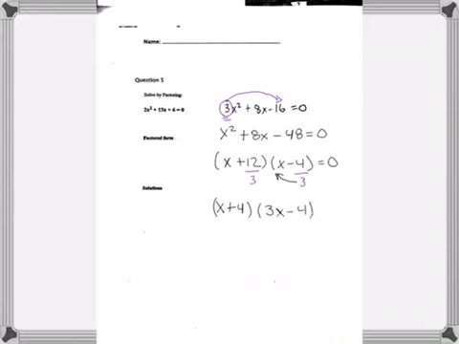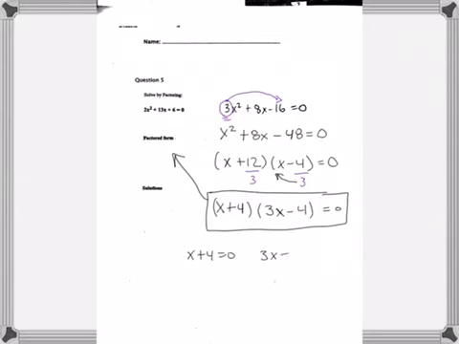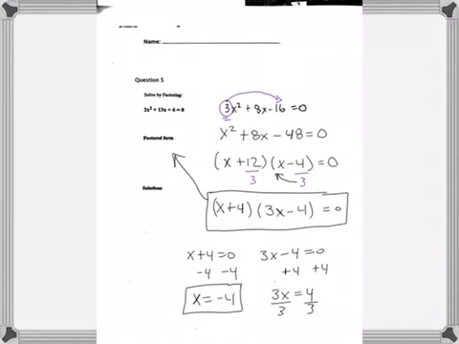Now the last part of this problem would be to set each portion equal to 0 and solve. So this is our factored form. Now we're going to solve this. We're going to take x plus 4 equals 0 and 3x minus 4 equals 0. Well, I'll subtract 4 from both sides in the first one, and I get x equals negative 4. Here I'm going to add 4. I've got 3x equals 4, divide by 3, and you get x equals 4/3. And those are our two answers.